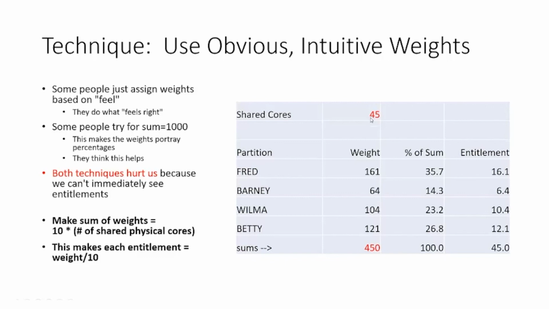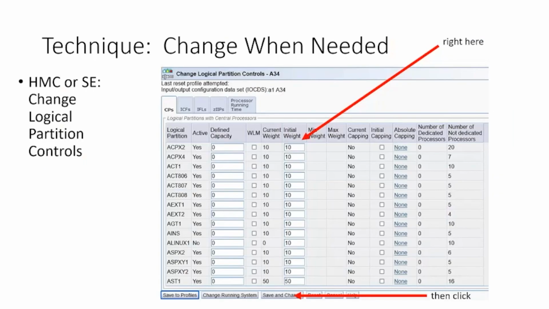And you can see that's borne out over in the column here on the right. So use weights that immediately inform you about entitlements. That's one of the techniques you can use. Another technique you can use, of course, is don't be afraid to change LPAR weights when you need to.